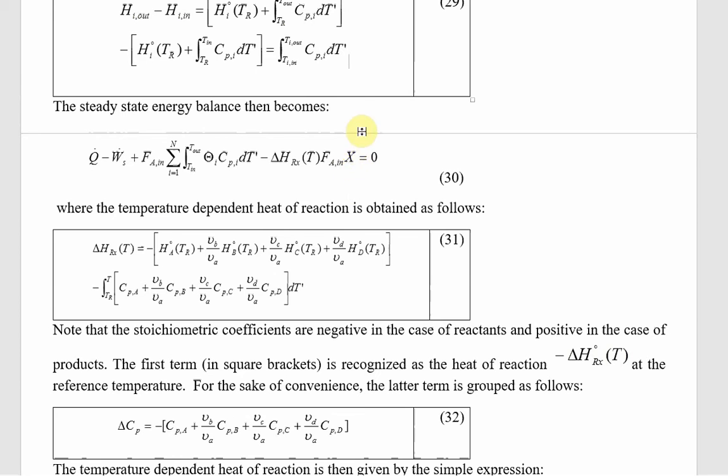Right, for us to achieve this conversion, we must have that temperature change. So that's what the energy balance is giving us. Right? Any questions on that?